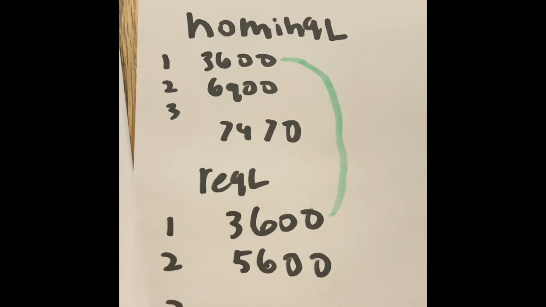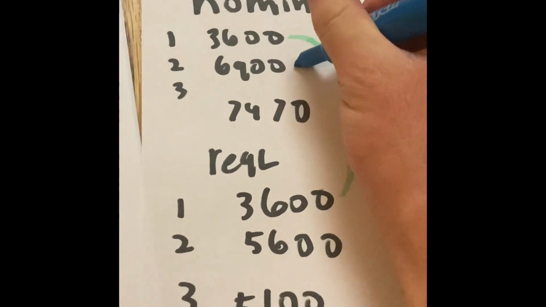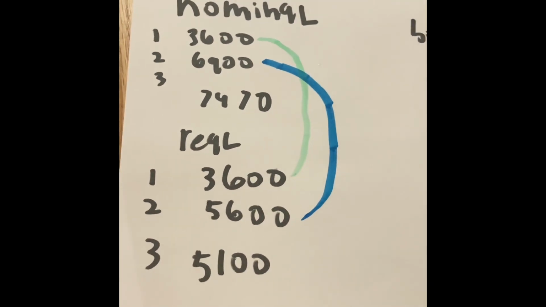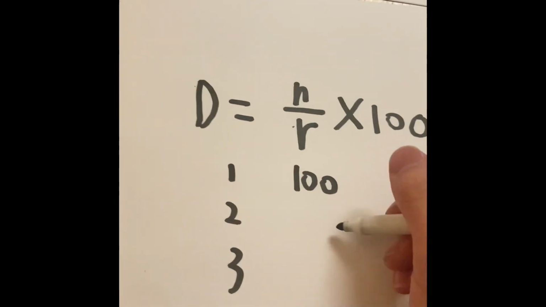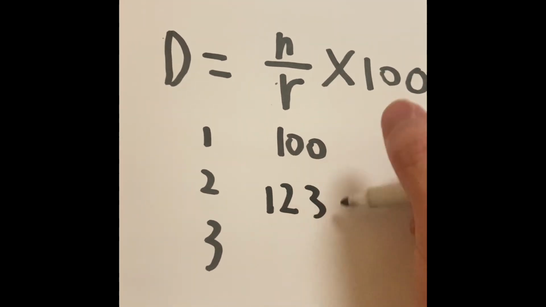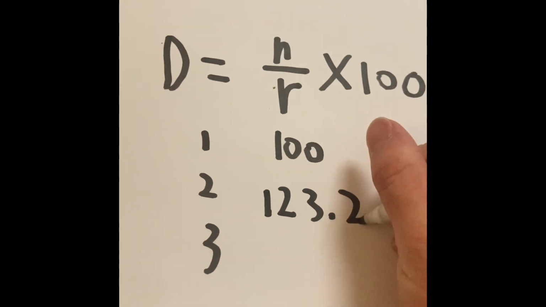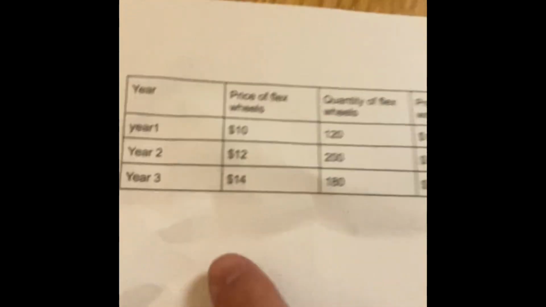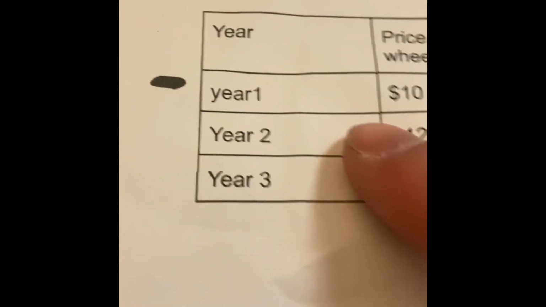Let's do another one. What we're going to do this time is 6,900 divided by 5,600. When we do that and multiply by 100, we're going to get an answer of 123.2. And that was just for year 2.